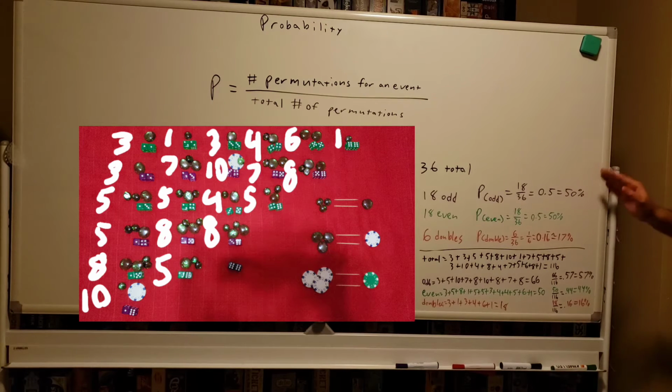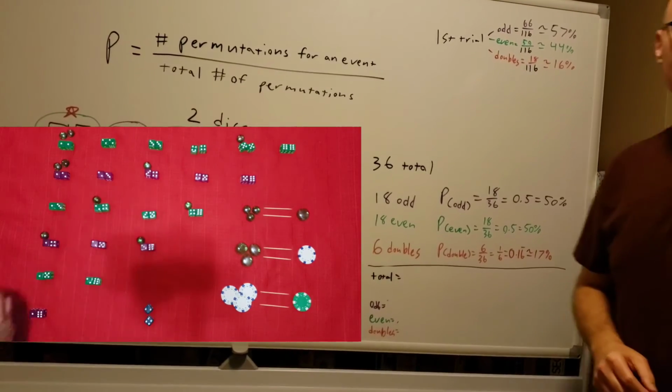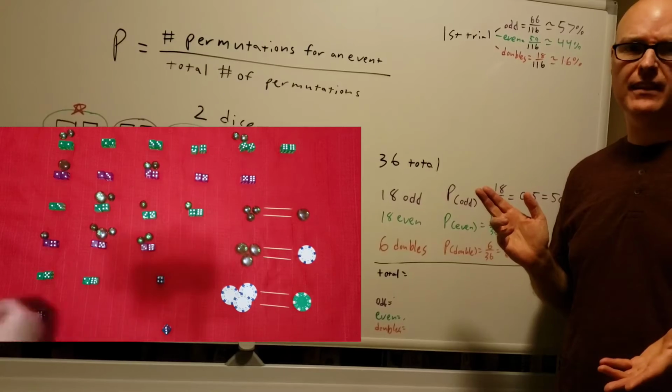So we can see that we predicted 50% for odd and even, and 17% for doubles. We were close, but not quite there. So let's try it again. All right, so while our next game is playing, let's talk a little bit about the gambler's fallacy.